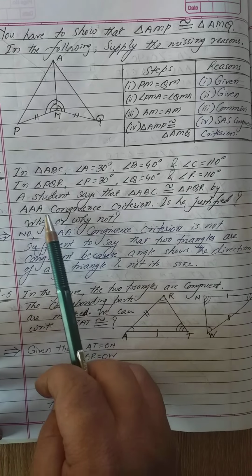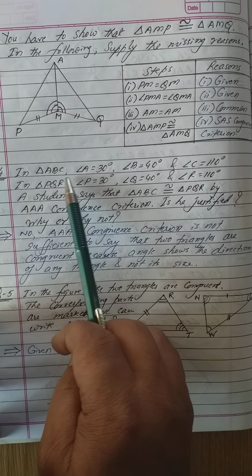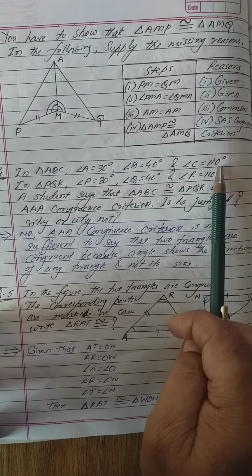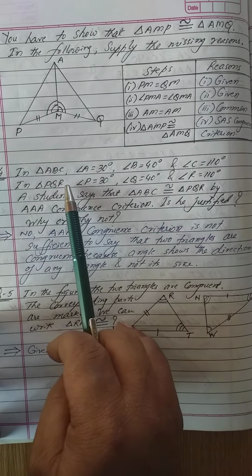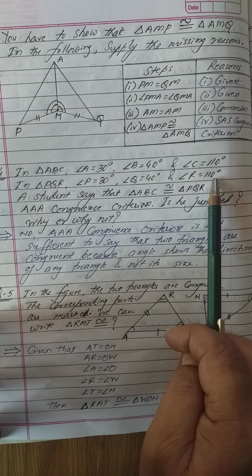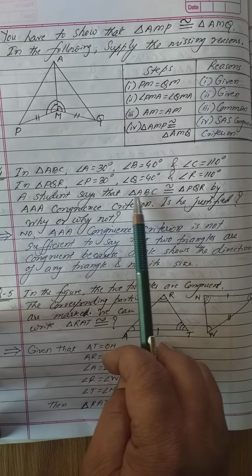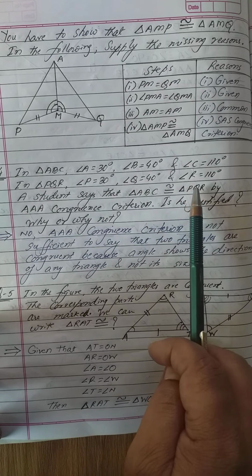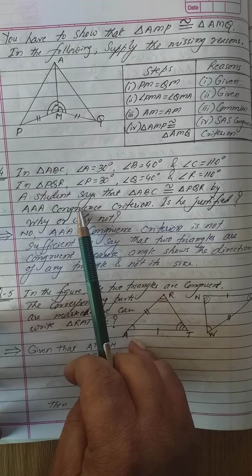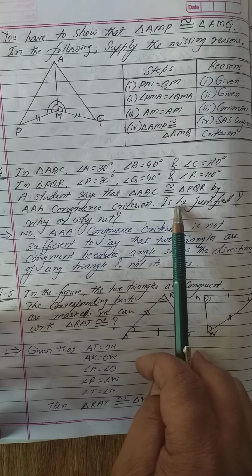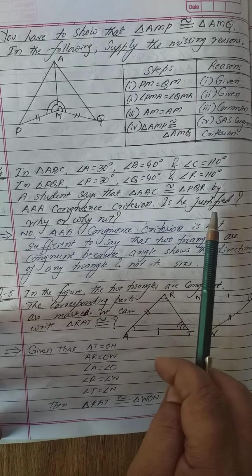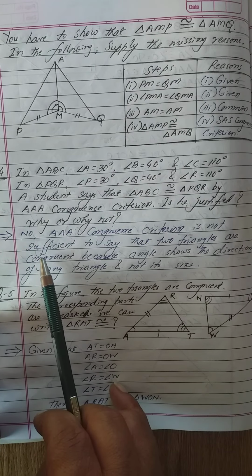Question number 4. In triangle ABC, angle A equal to 30, angle B equal to 40, and angle C is equal to 110. In triangle PQR, angle P equal to 30, angle Q equal to 40, and angle R equal to 110. A student says that triangle ABC is congruent to triangle PQR by AAA, that is angle congruence criterion. Is he justified? Why or why not? That is, the statement is true or false? We have to give the reason.